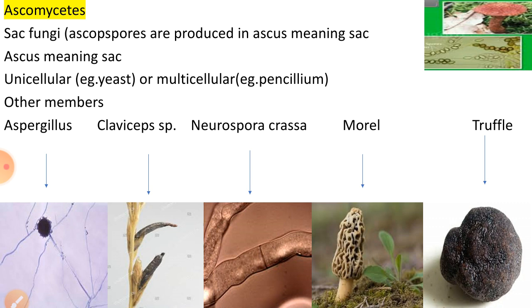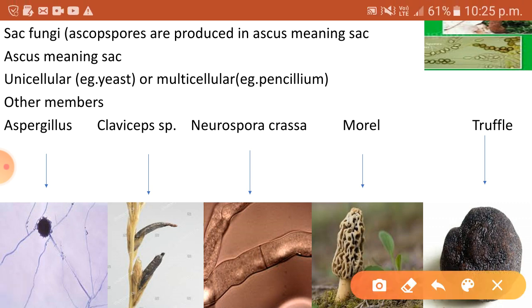Now let us move to the second group of kingdom fungi, the Ascomycetes. They are called sac fungi because their sexual spores, called ascospores, are produced in a sac-like structure called ascus. Ascomycetes can be unicellular like yeast and multicellular like Penicillium. Some of the other members are Aspergillus, Claviceps, Neurospora crassa, morels and truffles.